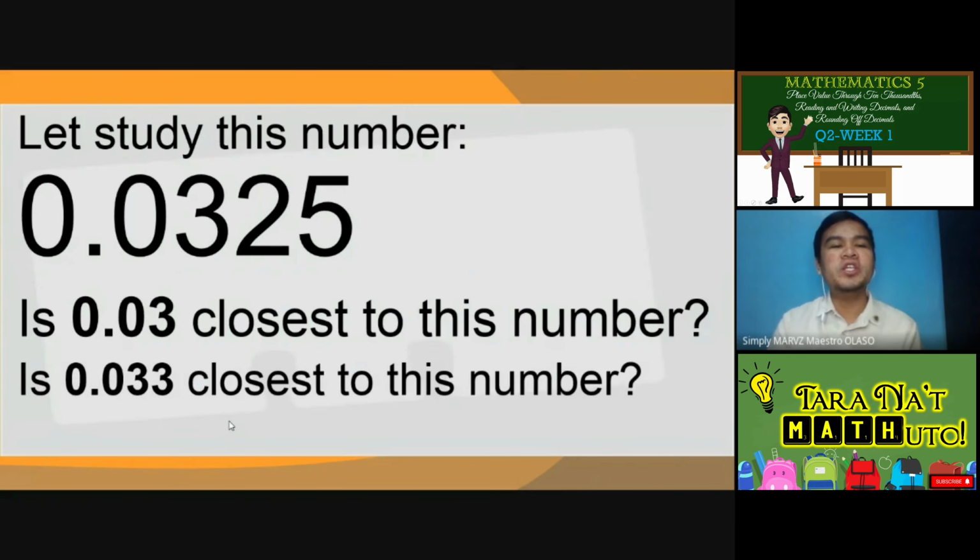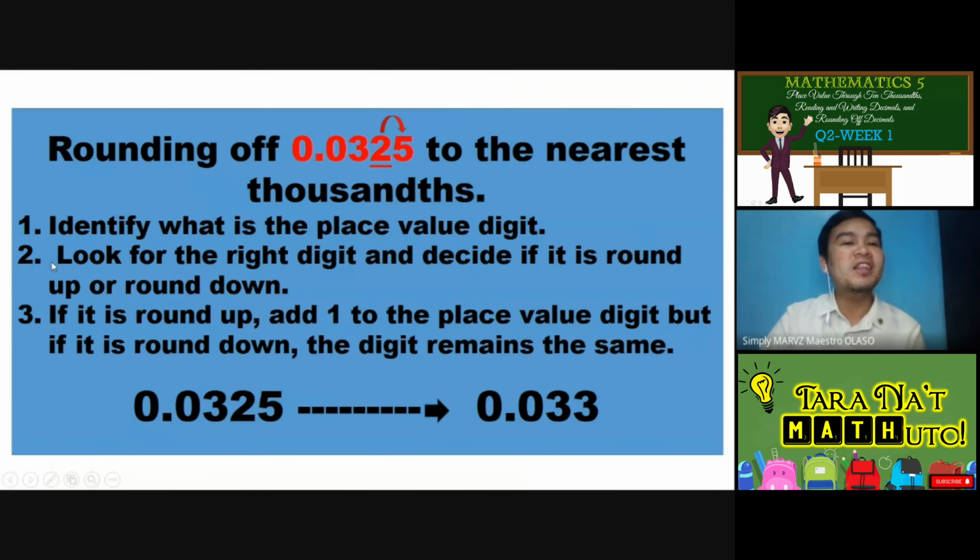The second question: is 33 thousandths closest to this number, 325 ten thousandths? Paano natin malalaman? We will round off the number. Balik tayo dito. Now, the second rule is rounding off 325 ten thousandths to the nearest thousandths naman ngayon. Kanina hundredths. So, let's follow the same procedure.